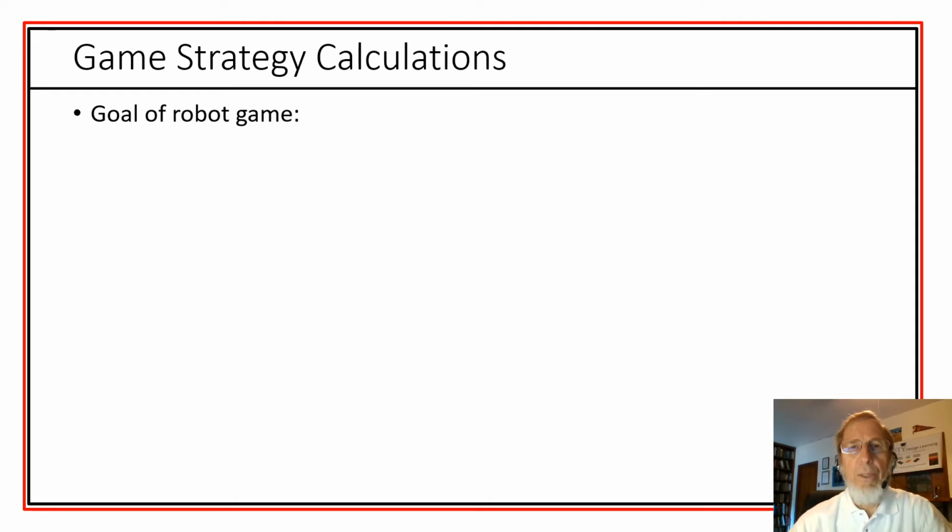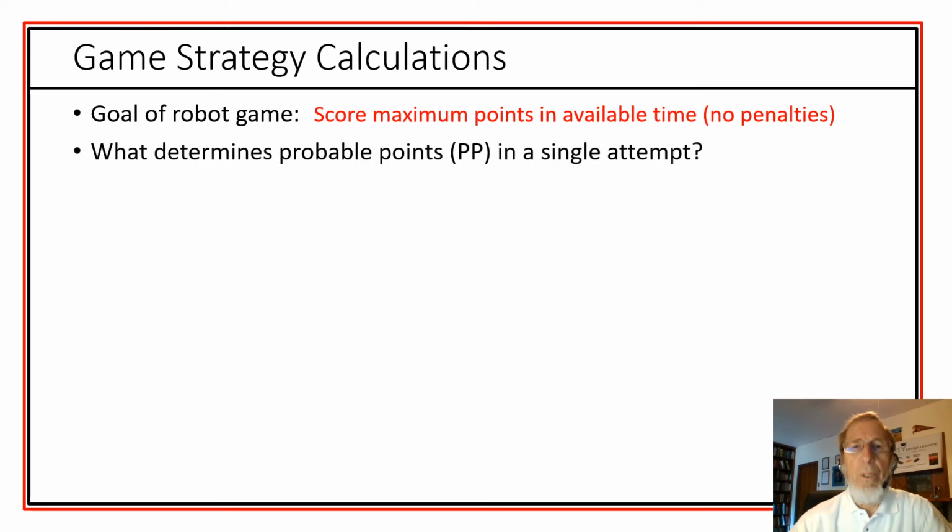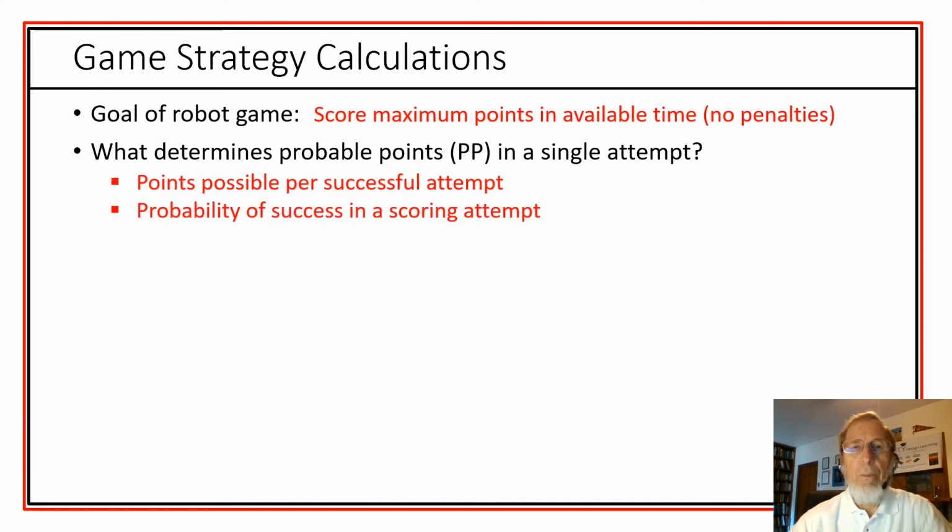An important part of strategy development is calculations. The goal of a robot game is to score the maximum points in the time that's available to us. So, what is it that determines the probable points in a single attempt at scoring? Well, two things. One, the points possible if we're successful, and second, the probability of success we have for that type of scoring attempt.